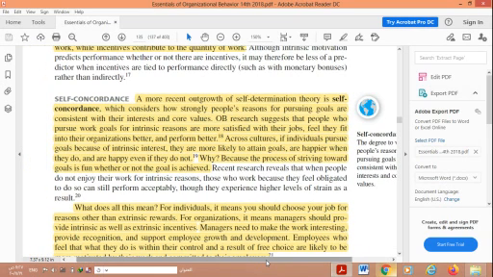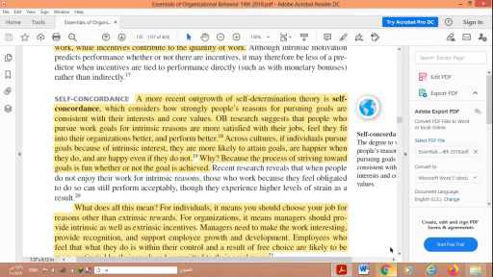and also more satisfying. So a more recent outgrowth of self-determination theory is self-concordance, which considers how strongly people's reasons for pursuing goals are consistent with their interests and core values and beliefs. Organizational behavior research suggests that people who pursue work goals for intrinsic reasons are more satisfied with their jobs, feel they fit into their organizations better, and perform better. Across cultures, if individuals pursue goals because of intrinsic interests, they are more likely to attain goals. They are happier when they do it, and they are happy even if they don't attain them. Why? Because the process of striving toward goals is fun, whether or not the goal is achieved, because it goes back to self-motivation or intrinsic reasons or intrinsic interests.